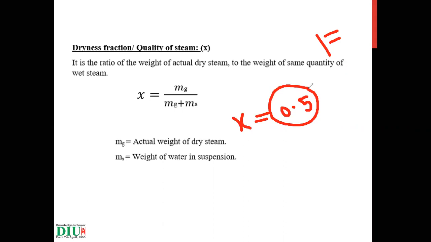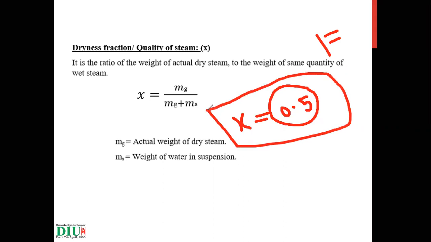So that's why it is a ratio. Basically, it is a ratio of how much water has converted to dry steam, divided by the total amount of water it was. So the value of X is always a ratio, and it tells us how much steam has converted, because in wet steam all the water does not convert to steam at the same time.